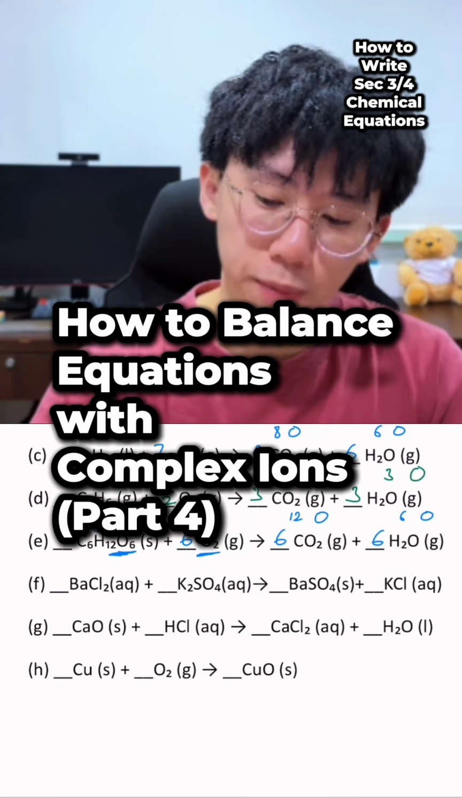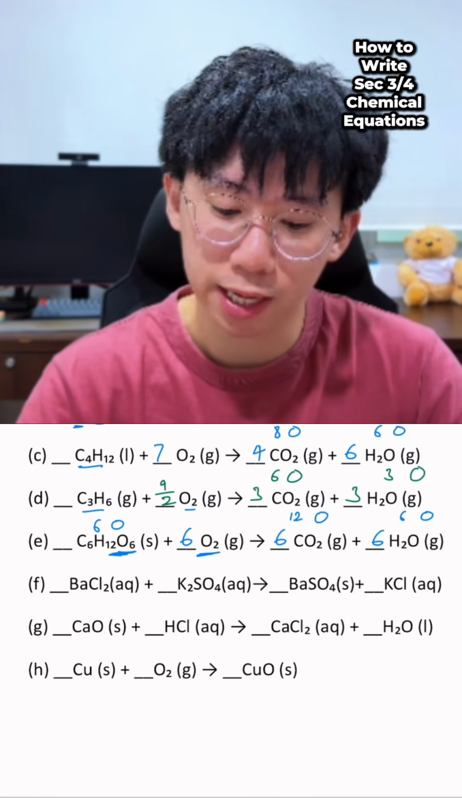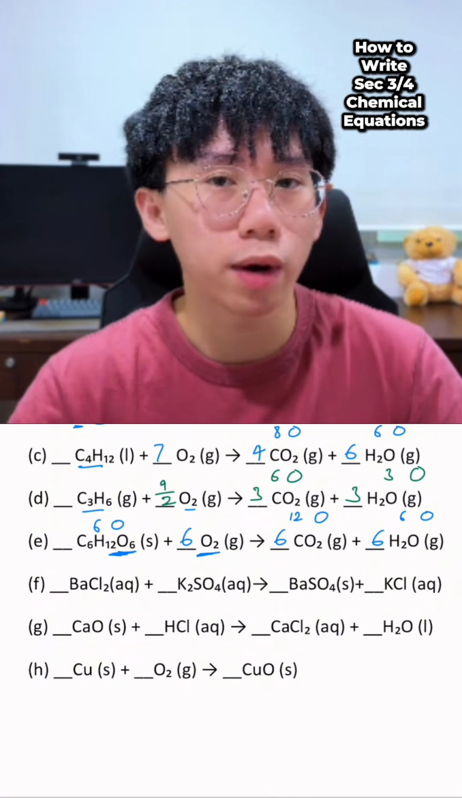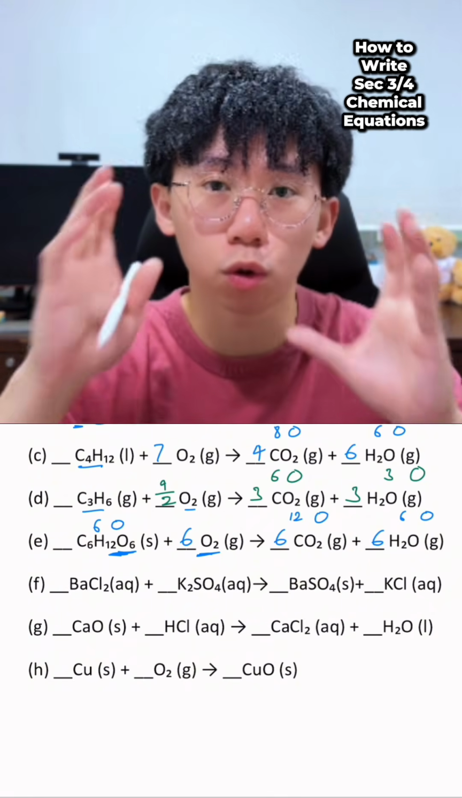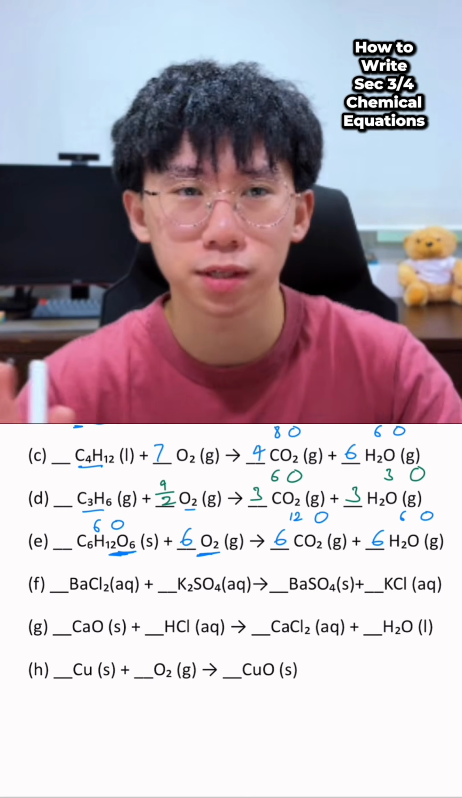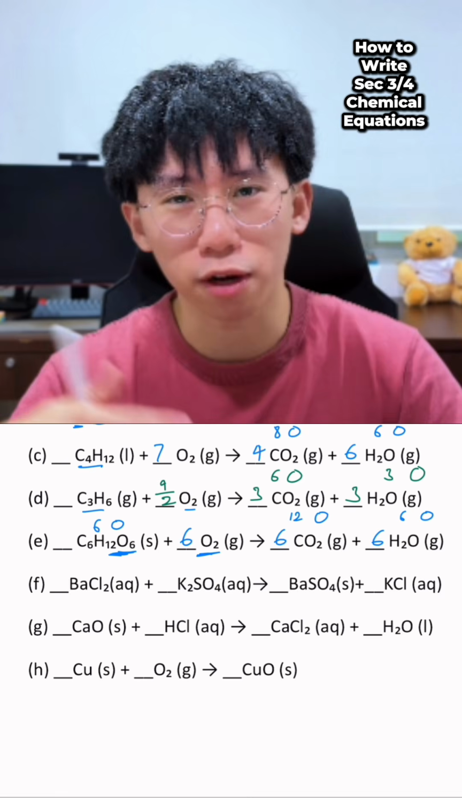Okay, next we have barium chloride plus K2SO4 to give barium sulfate plus KCl. So what I want you to pay attention to is what happens when you have complex ions. Usually when you have complex ions, you want to treat it as a whole. You don't want to count the individual elements because it's too much. You don't want to keep track of that many elements.